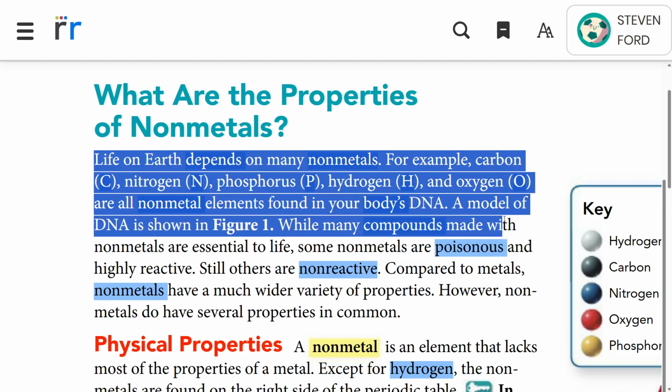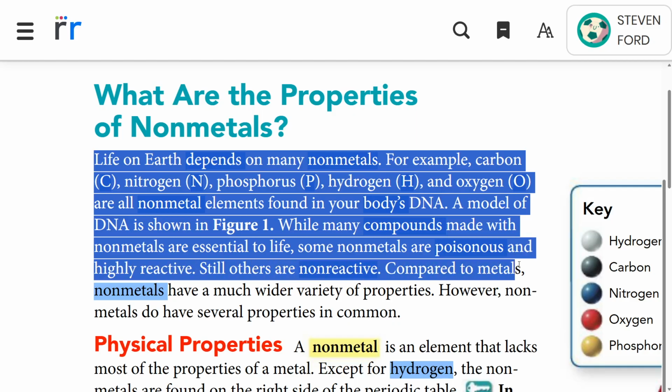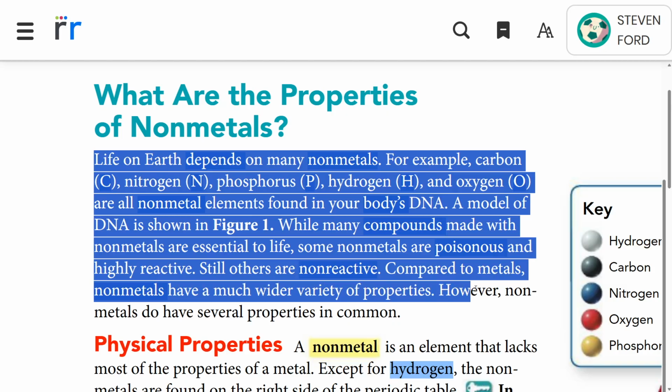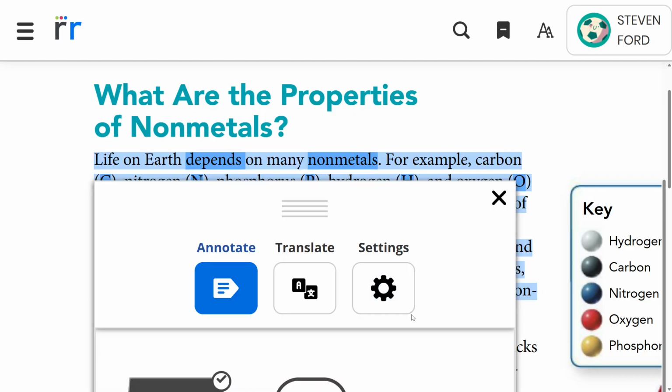While many compounds made with nonmetals are essential to life, some nonmetals are poisonous and highly reactive, and still other nonmetals are essential to life. Compared to metals, nonmetals have a much wider variety of properties. However, nonmetals do have several properties in common.